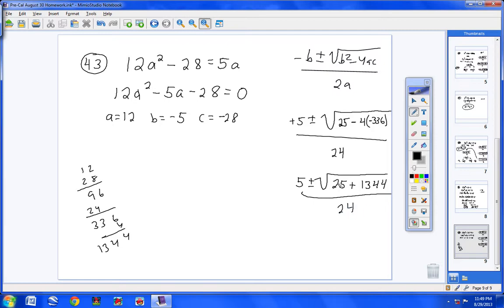And now one more quick step. We can add those two numbers together inside the radical. And when you do that, you would have 5 plus minus the square root of 25 plus 1344, that's 1369, all over 24.